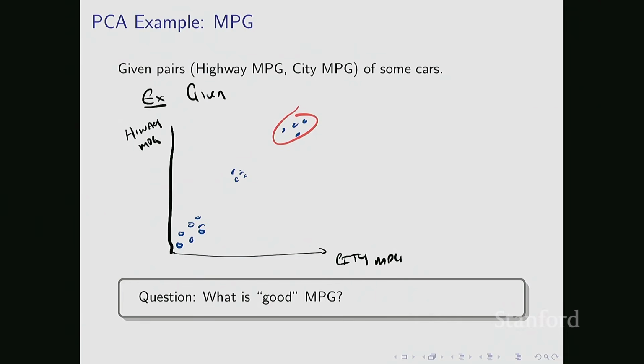Now, a couple of these things, because they're city versus highway, some have pretty good highway miles per gallon, but not great city miles per gallon, right? So as I said, these are hybrids maybe. This doesn't really matter. These are SUVs, okay? All right, we're very happy with ourselves.